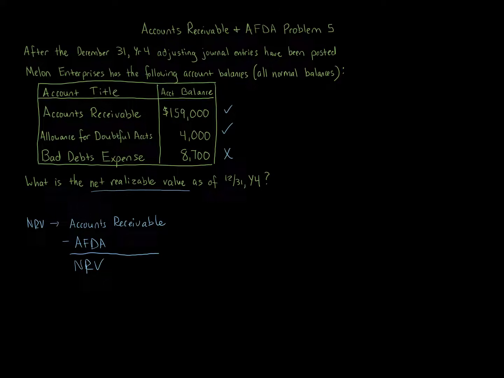We're asked about accounts receivable and allowance for doubtful accounts equals NRV. So the accounts receivable, $159,000 minus the allowance for doubtful accounts, which is $4,000, gives us an NRV of $155,000. And that is pretty simple. It could be a lot more challenging depending on what's being asked. Could be asked about the estimate or whatnot. This one, just understanding the formula for net realizable value, how important that formula is, is really the stress here. Make sure that you know that NRV formula.